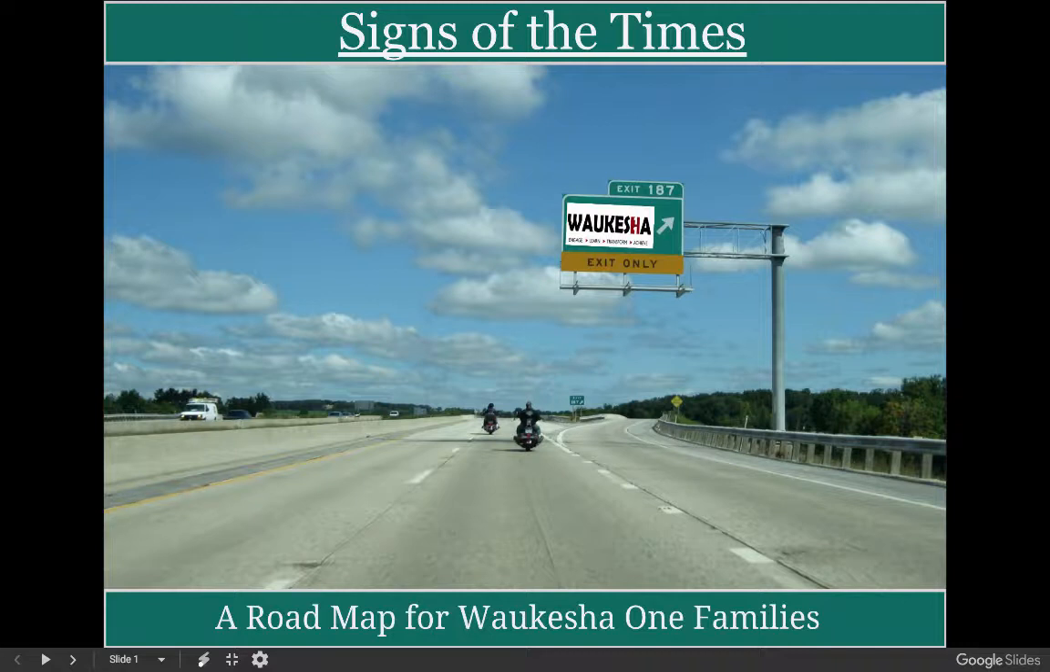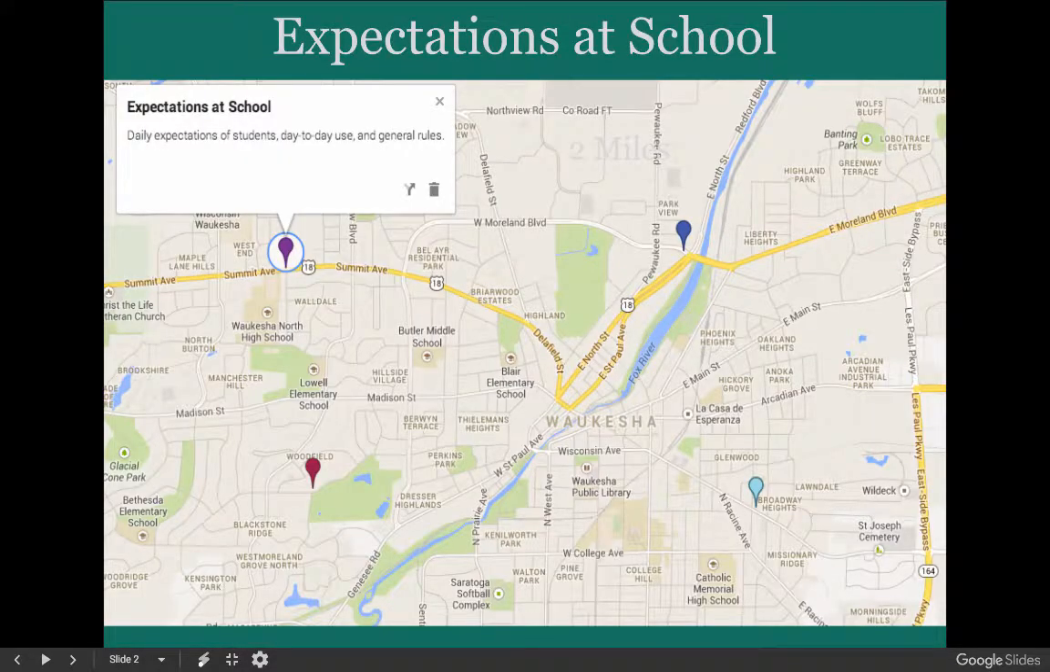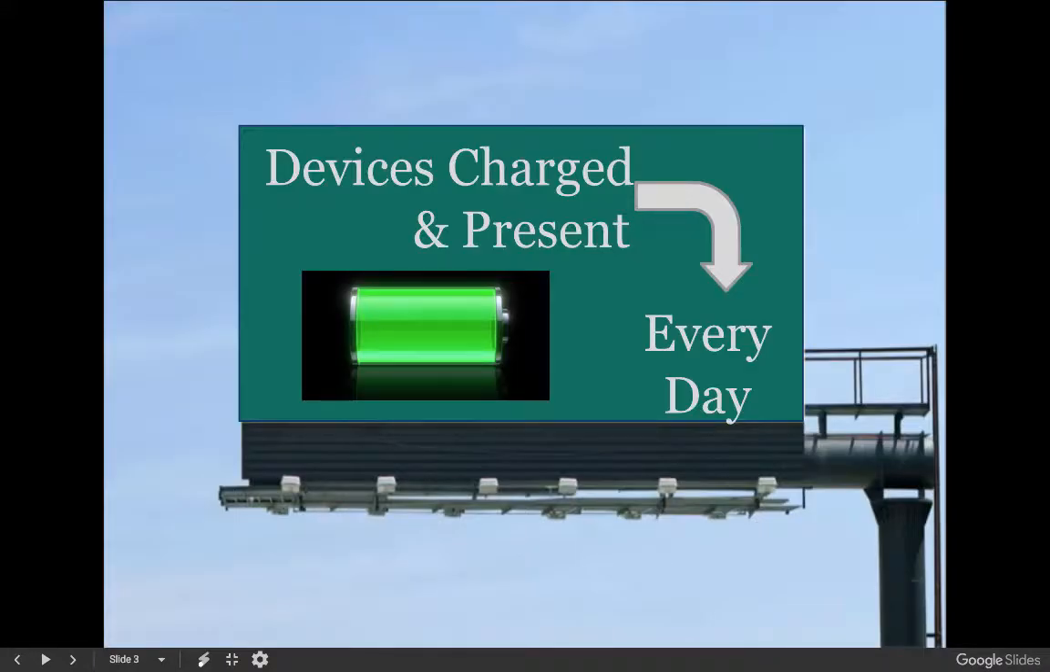In this brief family tutorial video, we're going to talk a little bit about the expectations for students and families and give you some of the details you need to know about our Waukesha One one-to-one iPad program. Let's start talking about our expectations at school. It's our expectation that students are going to show up with their device charged and present every day.